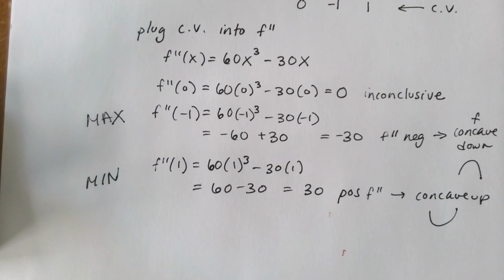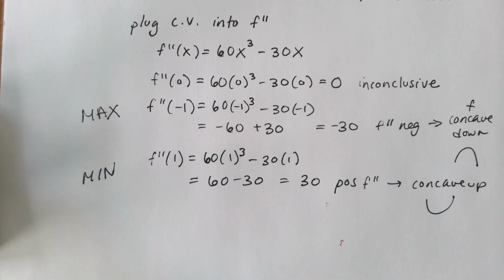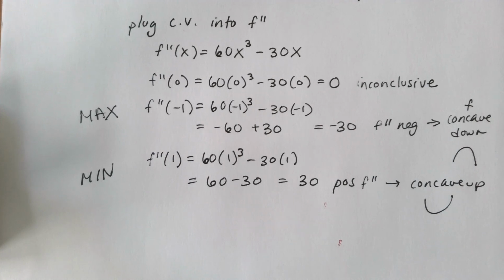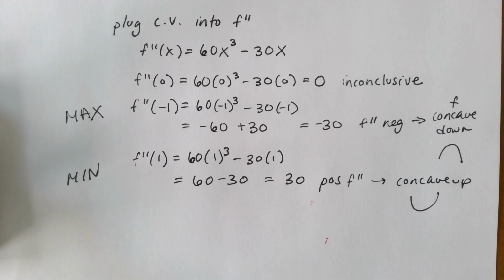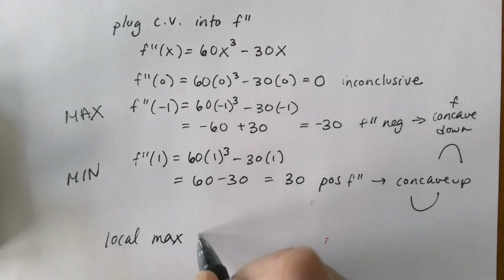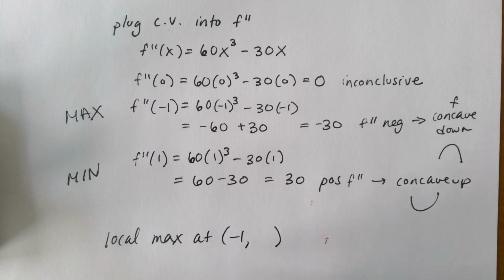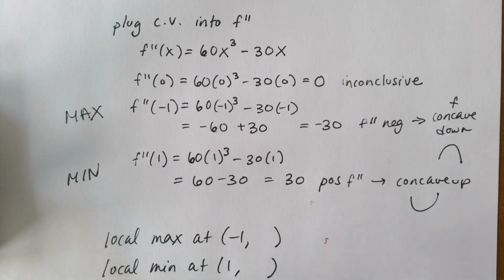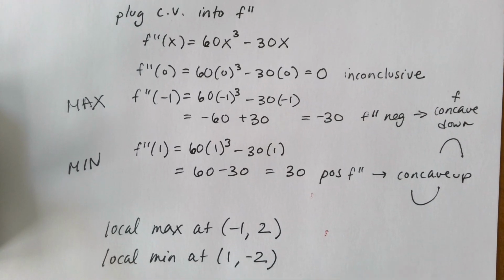All right. So if we want to answer this with the full xy points instead of just the x values, we would then go back and plug in 1 and -1 to the original function. So I have a local max at -1 comma whatever its y value is, a local min at +1 comma whatever its y value is. And if I plug each of those back into the original function, I would get a 2 here and a -2 here. And these are exactly the same answers we got doing this with the first derivative test.